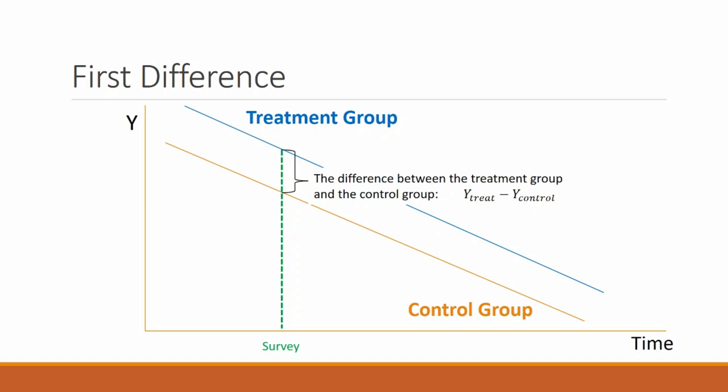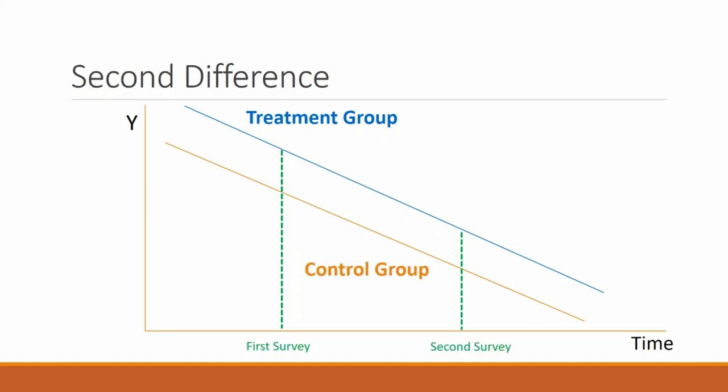As I use the word first difference, I don't mean to confuse you with the first difference regression model. That's not what I'm referring to here. When I say first difference, I'm referring to just the first of the two differences that the difference in difference model uses. The first of those differences is the difference between the treatment group and the control group. So just be careful not to confuse that.